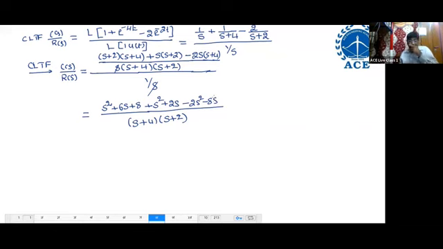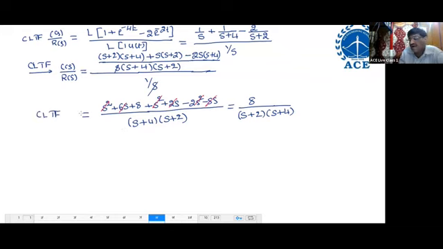Now simplify this. s² minus 2s² cancelled. 6s plus 2s, 8s minus 8s cancelled. What is the answer finally? 8/((s+2)(s+4)). It is the closed loop transfer function.